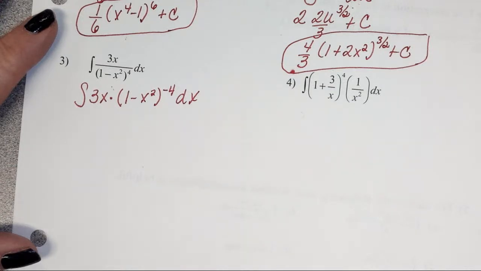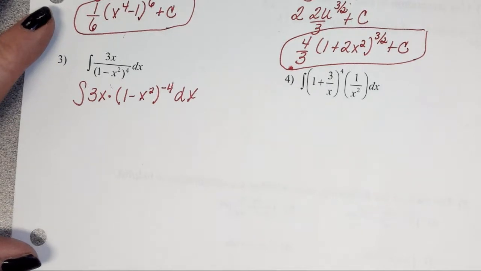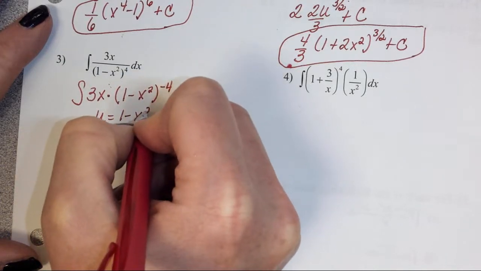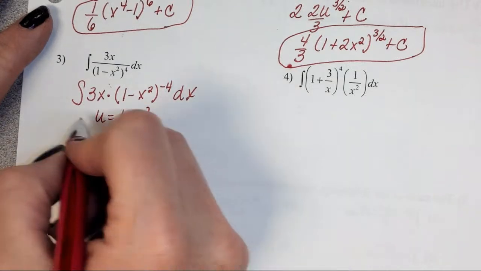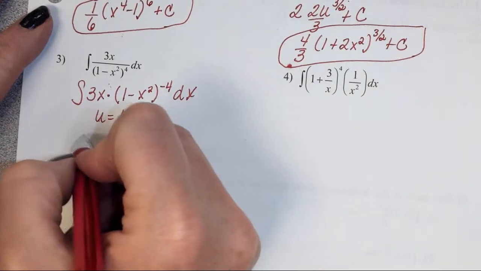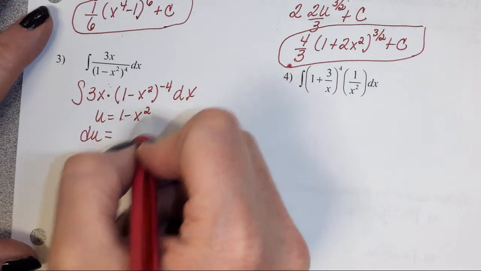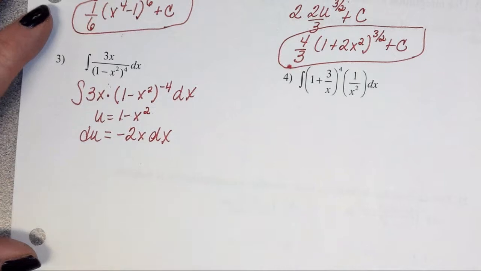Now we have to decide what u should be equal to. Will, what should u be equal to? 1 minus x squared. So u is going to equal 1 minus x squared. I'm going to take the derivative. The derivative of u is du. The derivative of 1 minus x squared is -2x dx.